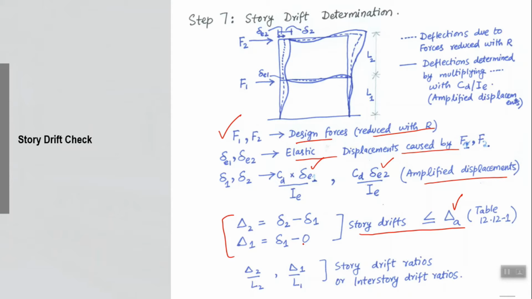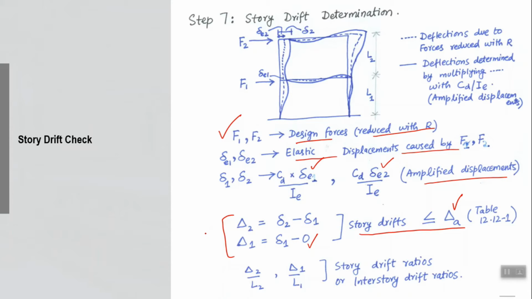Drift is defined as the relative deformation of one story relative to another. So upper story minus lower story displacement will give you the drift. So capital delta is the drift for the second story. For the first story, obviously the upper story is the first story and the lower story is the fixed support, so it will have zero displacement. So you calculate the drifts like that.